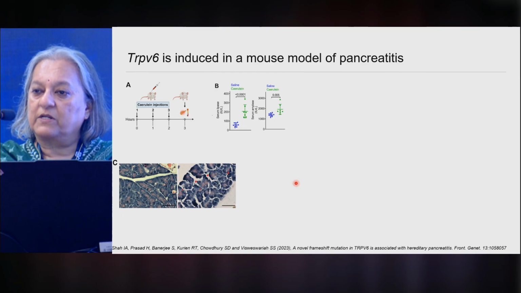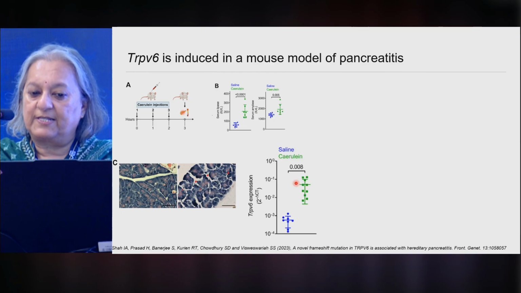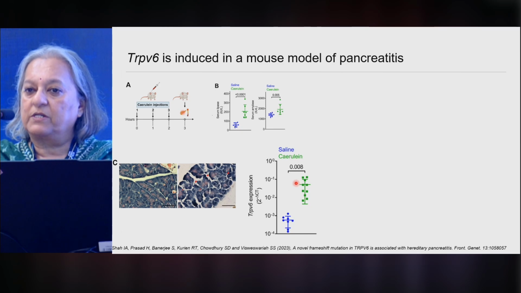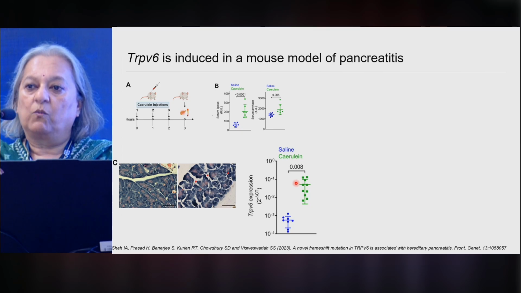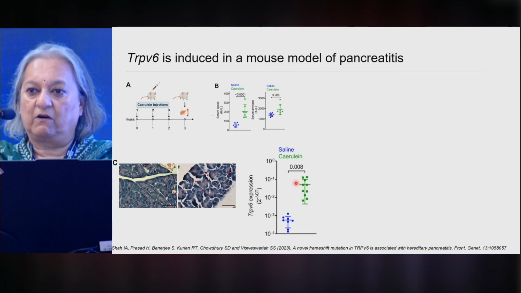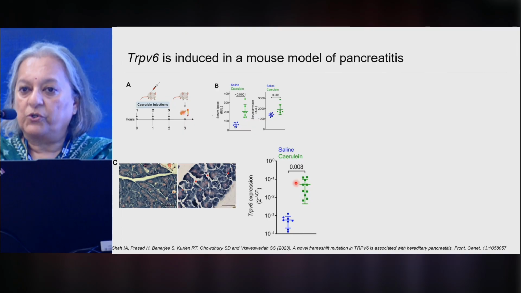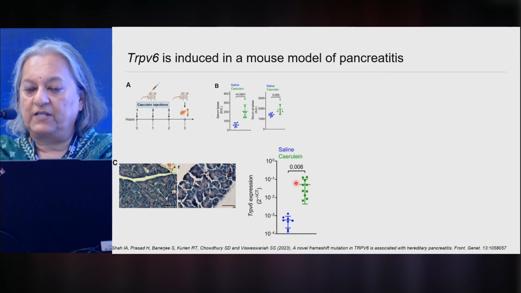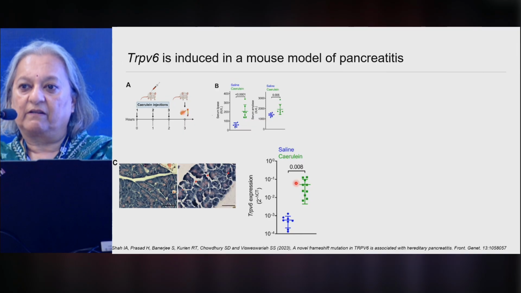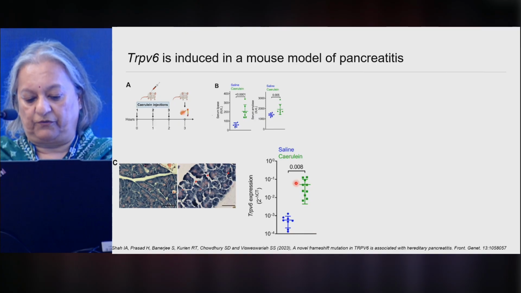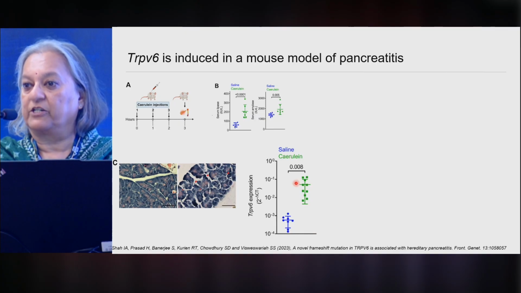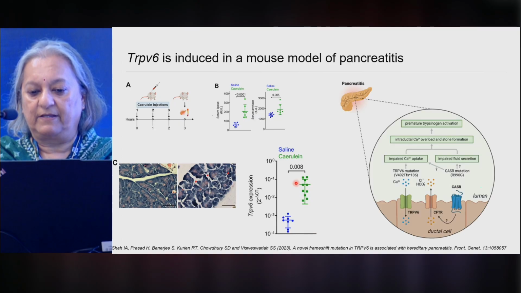And then we asked, now what is the correlation with TRPV6 here? And so what we did was we did RT-qPCR to check TRPV6 levels without and with induction of pancreatitis by cerulein. And you can see that the levels of TRPV6 are increased during pancreatitis, suggesting that it is the initiation that is actually driving much of TRPV6 function at a later stage in the disease.